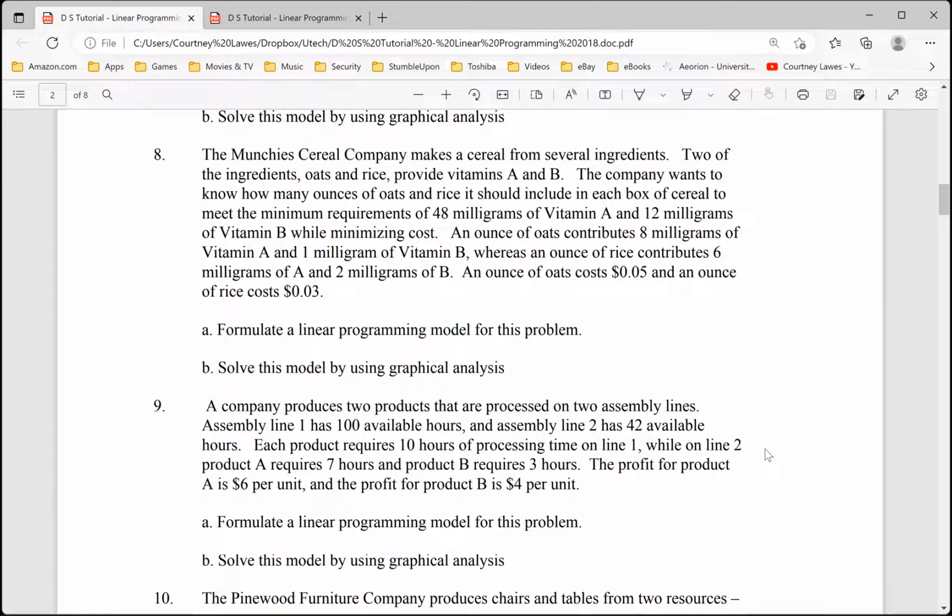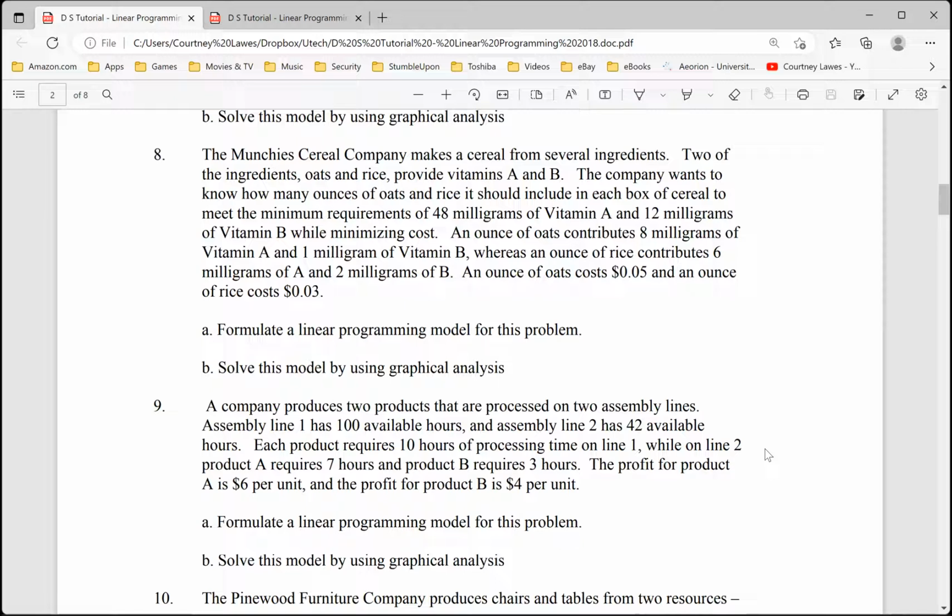So there's a constraint, and 12 milligrams of vitamin B, while minimizing cost. You heard what I said? While minimizing cost. An ounce of oats contributes 8 milligrams of vitamin A and 1 milligram of vitamin B, whereas an ounce of rice contributes 6 milligrams of A and 2 milligrams of B. An ounce of oats costs 5 cents, and an ounce of rice costs 3 cents.